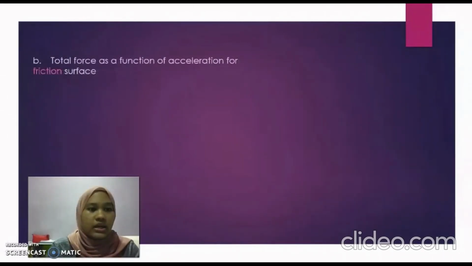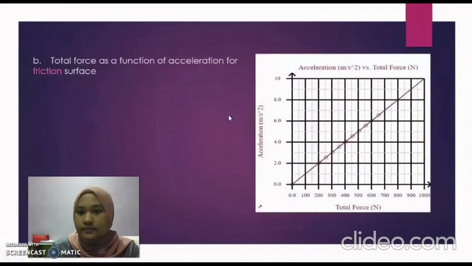So 1b, total force as a function of acceleration for friction surface. As you can see here, the same graph, but the plotting is different. Acceleration versus total force. At the y-axis, we have acceleration, and at the x-axis, we have total force.